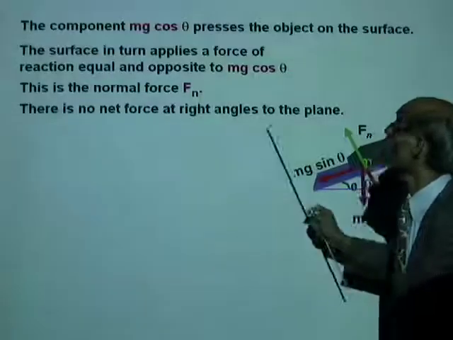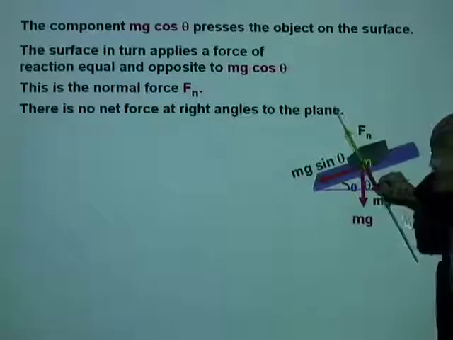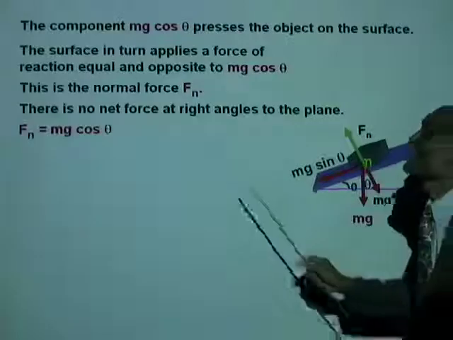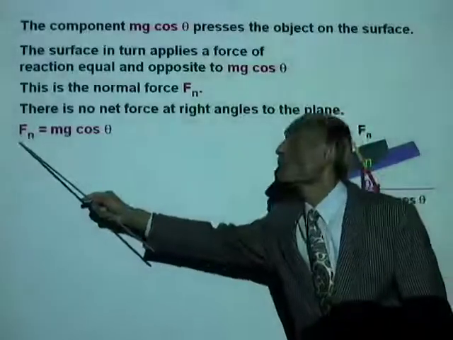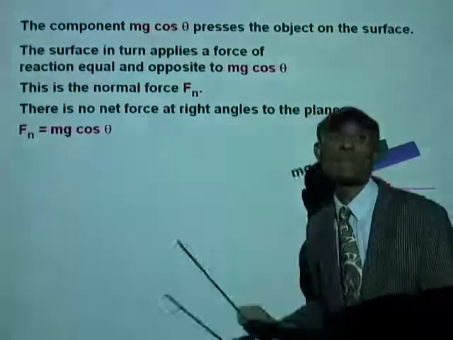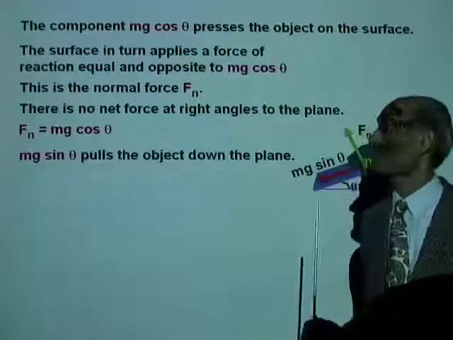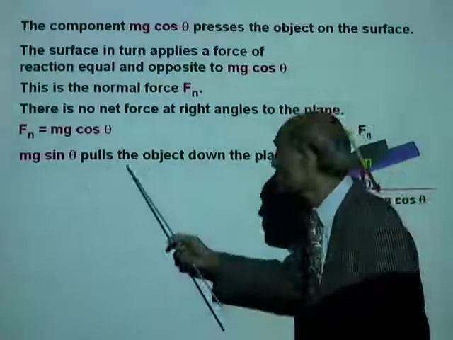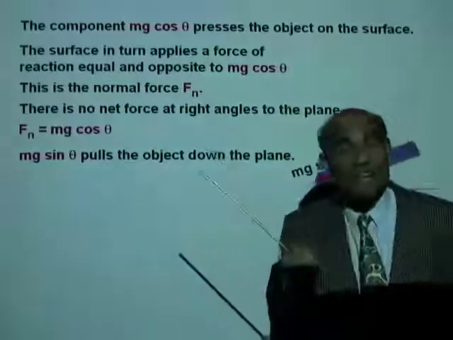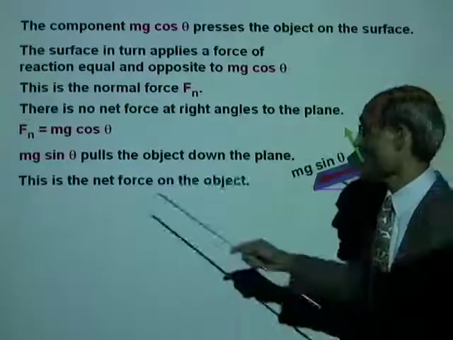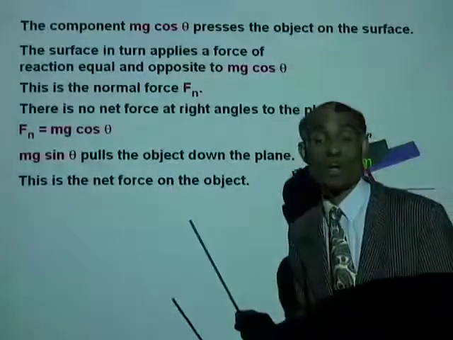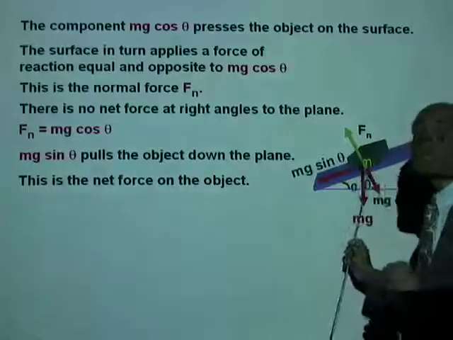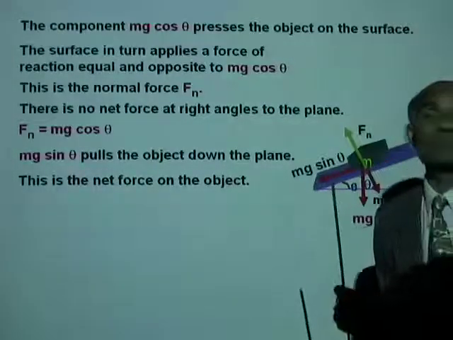There is no net force at right angles. You see, there is no net force in this direction. Therefore, we can say the normal force F sub n is equal to mg cos theta. And what does mg sin theta do? Mg sin theta pulls the object down the plane. Now, this is the net force on the object. Here, we assume that there is no frictional force between the block and the plane.